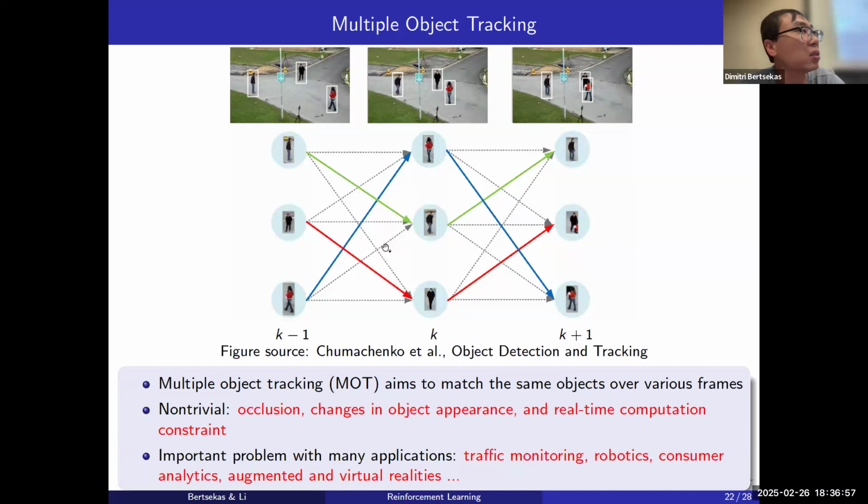For example, in the case of vehicle trajectory prediction, you want to have the vehicle trajectory built within a short period of time in order to predict how it's going to move at the next time instance. It's an important problem with many applications like traffic monitoring, robotics, consumer analytics, augmented and virtual realities.